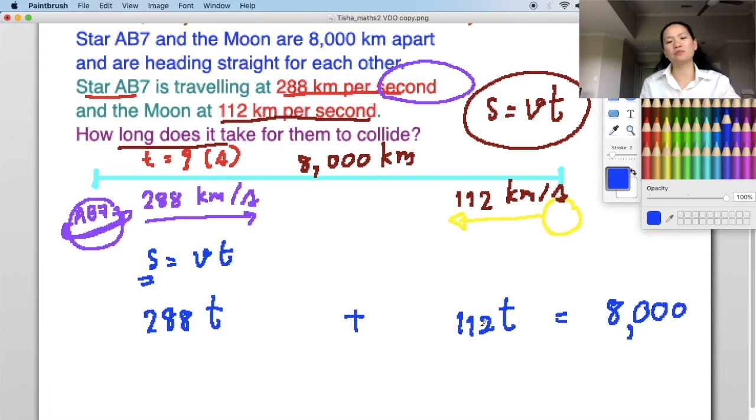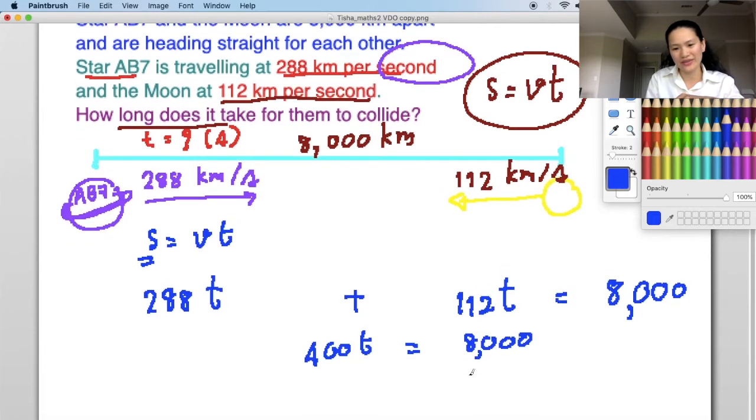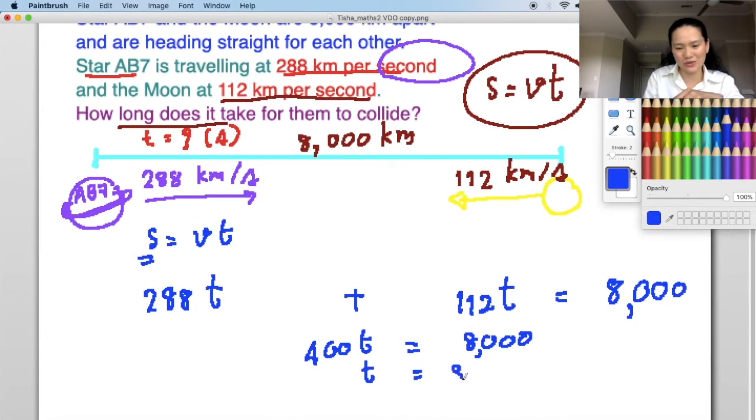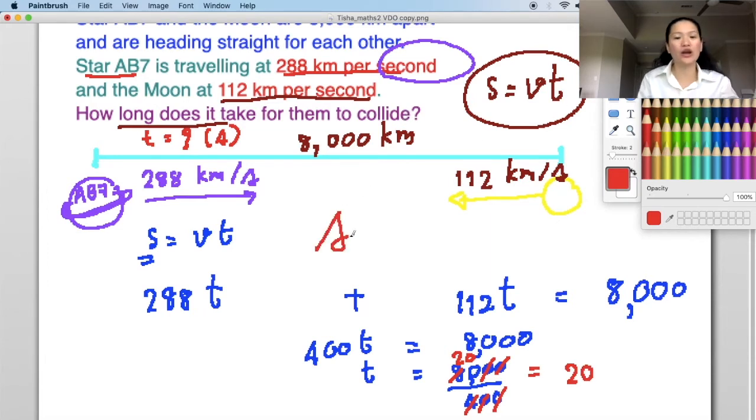288 plus 112 equals 400. So T equals 8,000 divided by 400. I cut the 0, and it comes to 20. So it equals 20, and what is the unit? It's not minutes, not hours. The unit has to be seconds. So your answer is 20 seconds.